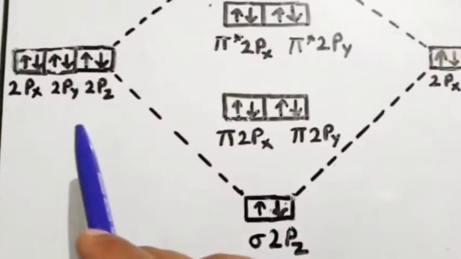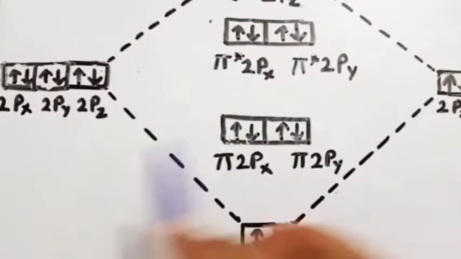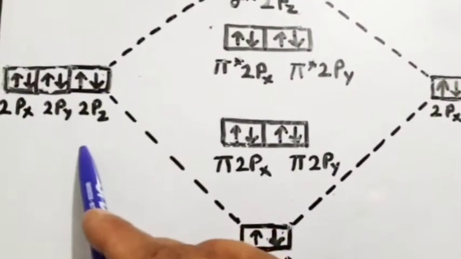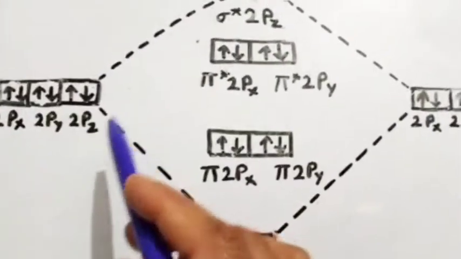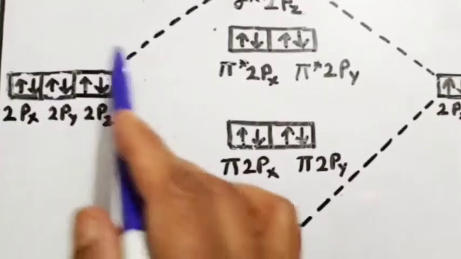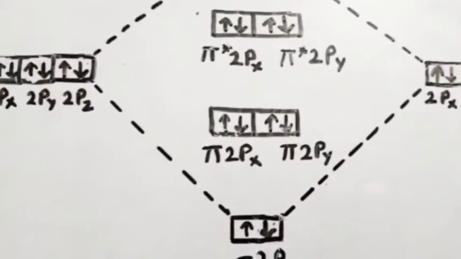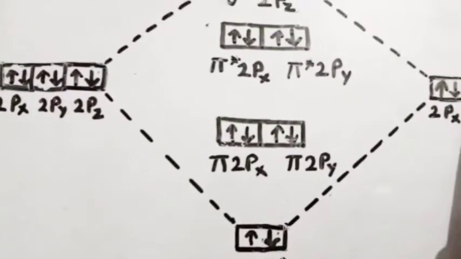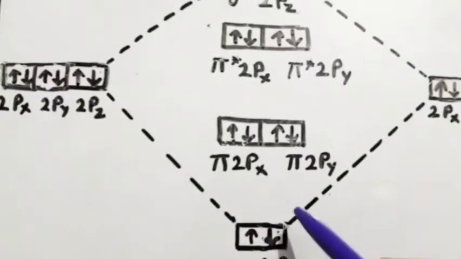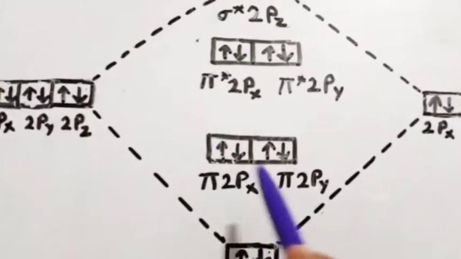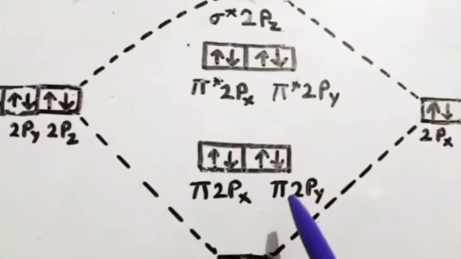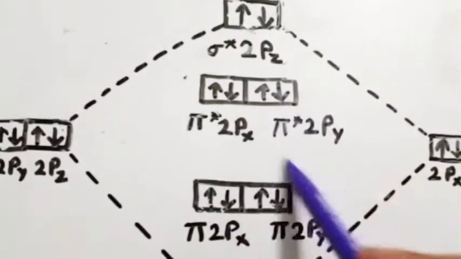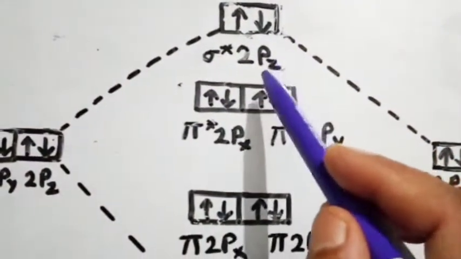Now the 2p orbital of the first neon atom and the 2p orbital of the second neon atom will combine with each other. The first neon atom has 6 electrons in its 2p orbital, and the second atom also has 6 electrons in its 2p orbital. So total 12 electrons are present here. 2 electrons will be in sigma 2pz, 2 in pi 2px, 2 in pi 2py, 2 in pi star 2px, 2 in pi star 2py, and 2 in sigma star 2pz.